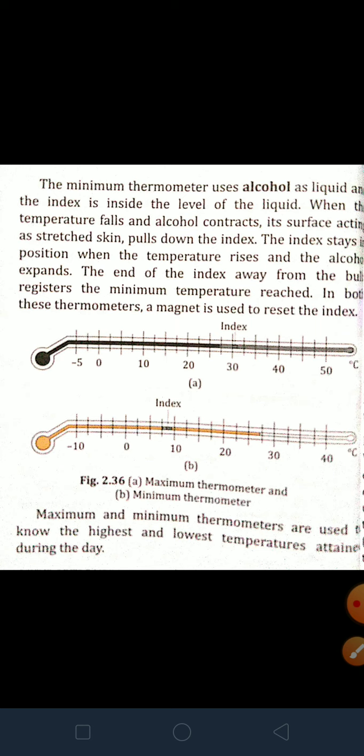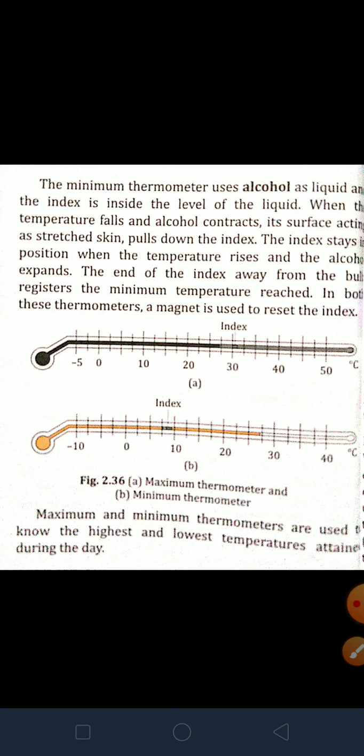So children, the configuration of the maximum and minimum thermometer is given. Here you can see the index is there in both cases, which will show you the maximum temperature and minimum temperature. The maximum thermometer will show the maximum or highest temperature of the day, and the minimum thermometer will show you the lowest temperature of the day. The difference between both thermometers is that in the maximum thermometer we are using mercury, whereas in the minimum thermometer we are using alcohol. This thing you should know about these two thermometers.